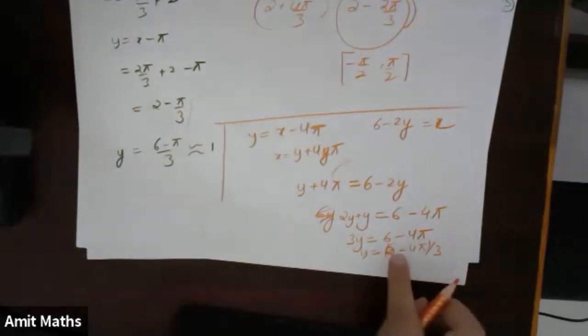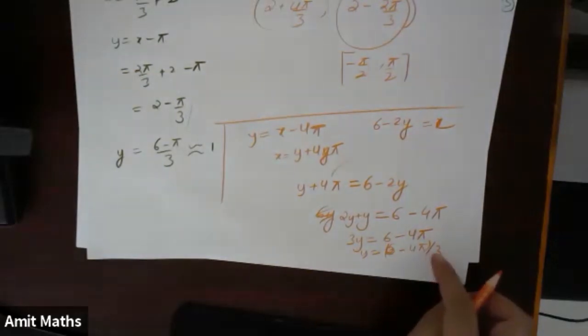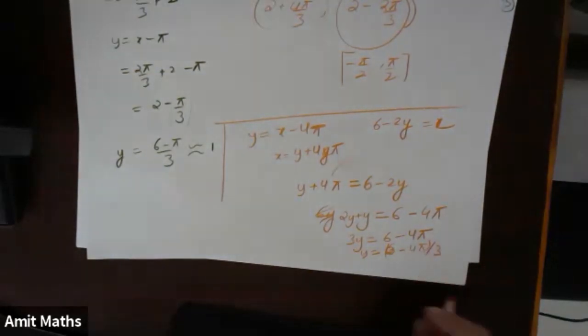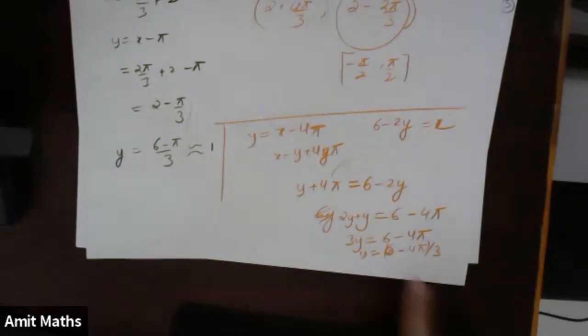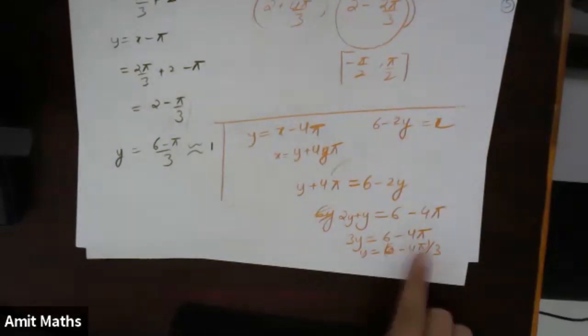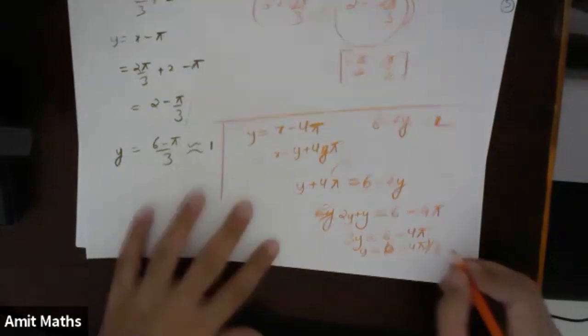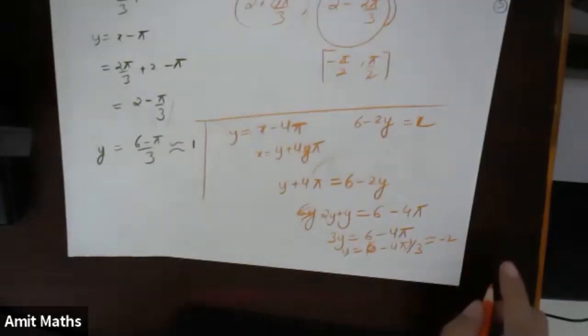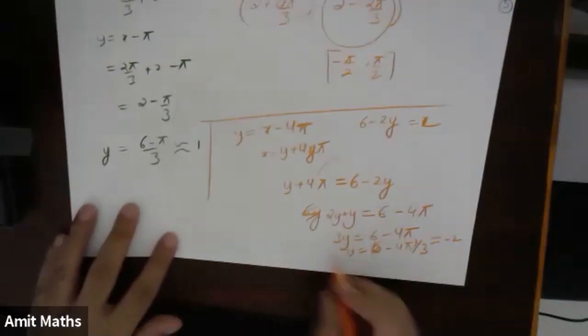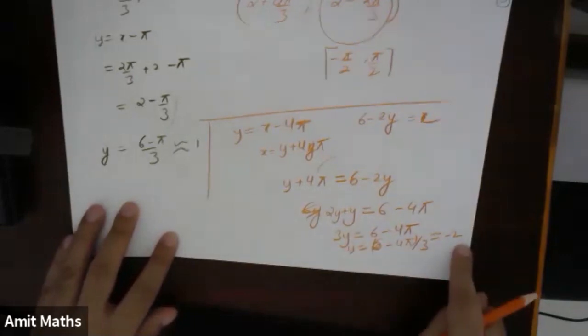The value of 4π is approximately 12, right? Minus 6, the total thing is minus 6 in the numerator divided by 3. So this value is approximately minus 2, and greater than minus 2 actually. So the value of y is not lying in minus π by 2 to π by 2.